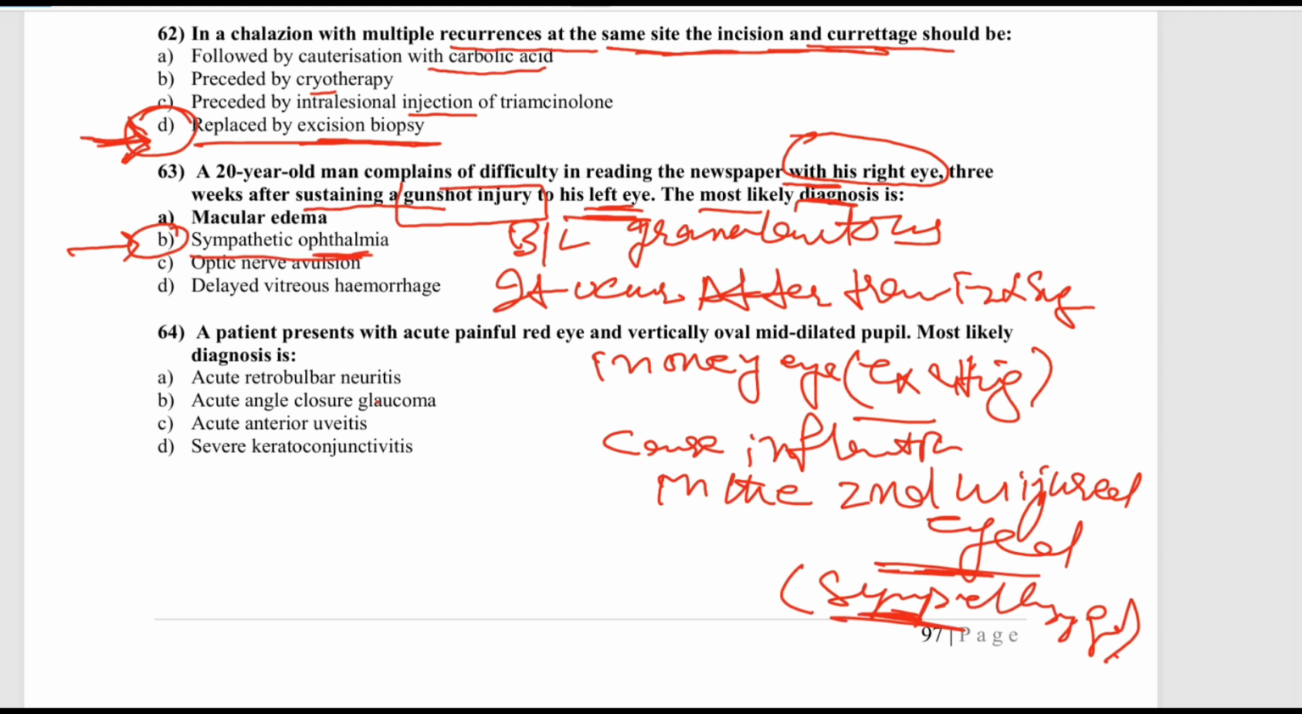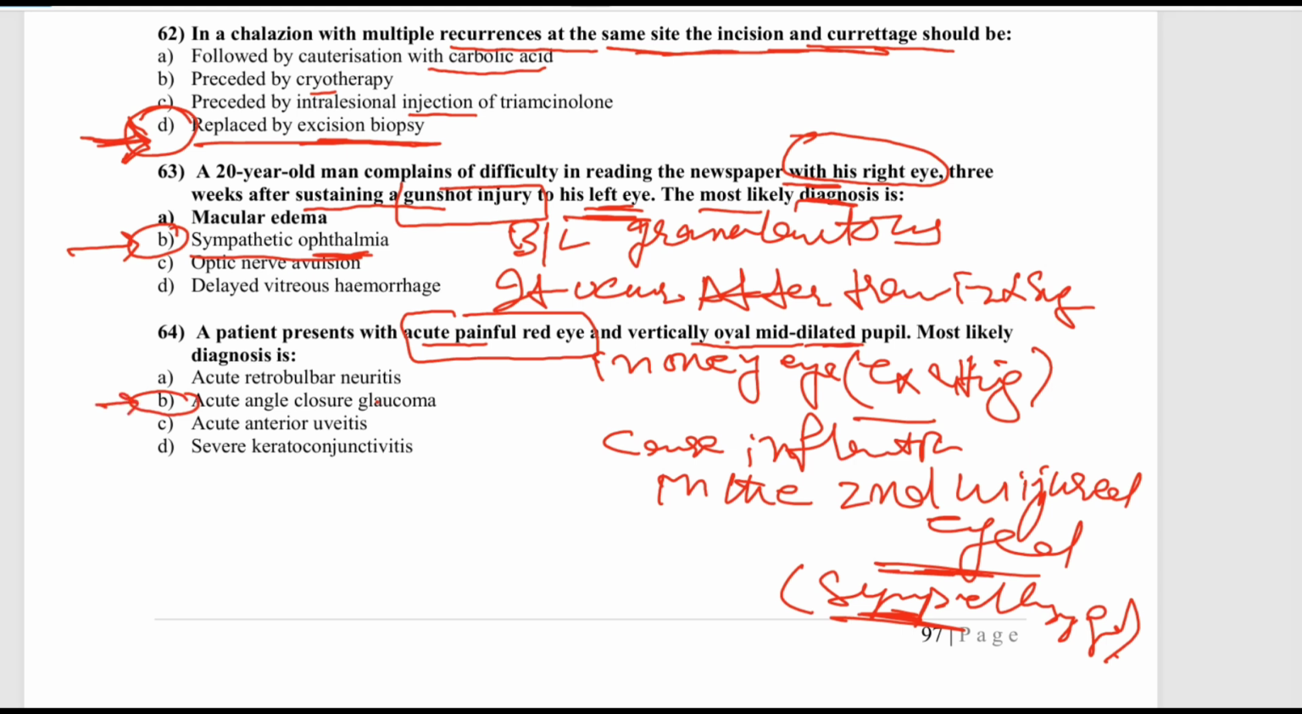The next question is: a patient presents with an acute painful red eye and a vertically oval mid-dilated pupil. The most likely diagnosis is? The positive findings are an acute painful red eye and an oval mid-dilated pupil. These are the most common findings of acute angle closure glaucoma.